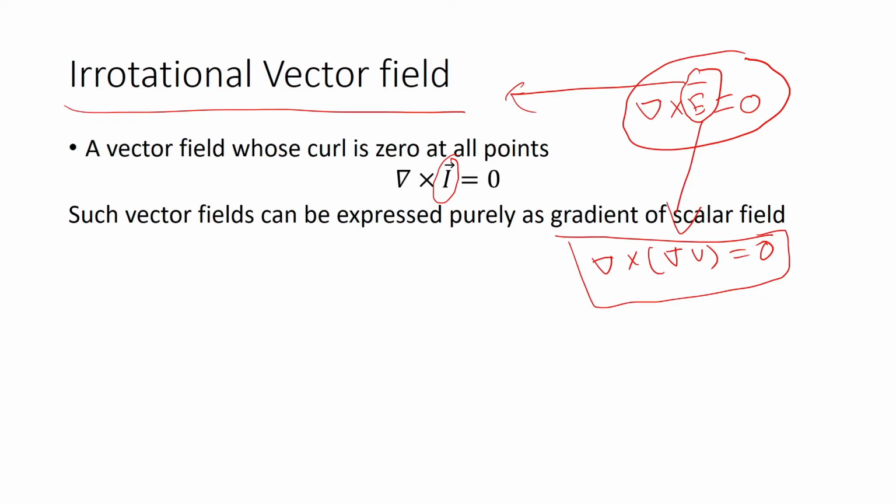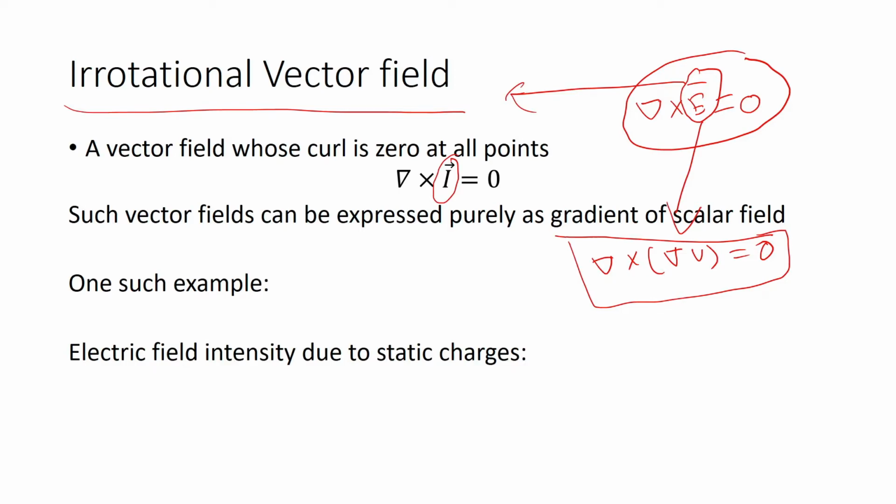And such scalar field is called the scalar potential of the vector field, and that vector field will not have any additional vector potential. So electric field intensity due to static charges, as we have seen, is irrotational, then del cross E bar is equal to 0. Therefore, E bar can always be expressed as gradient of a scalar field which was given the name electric potential.